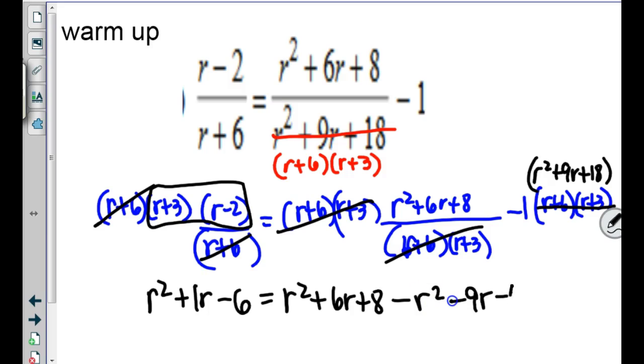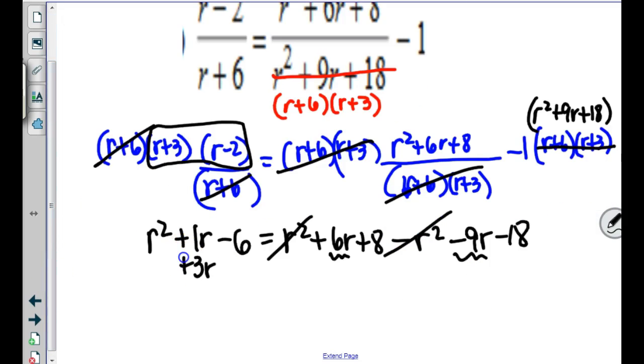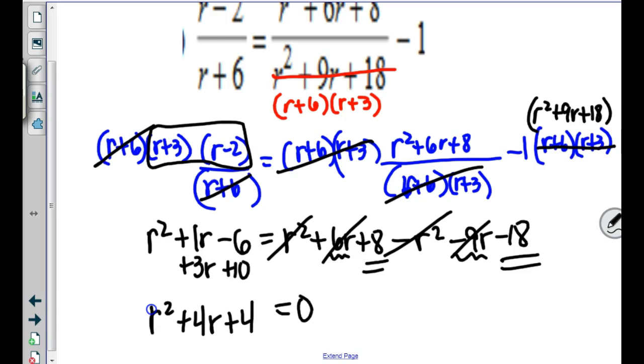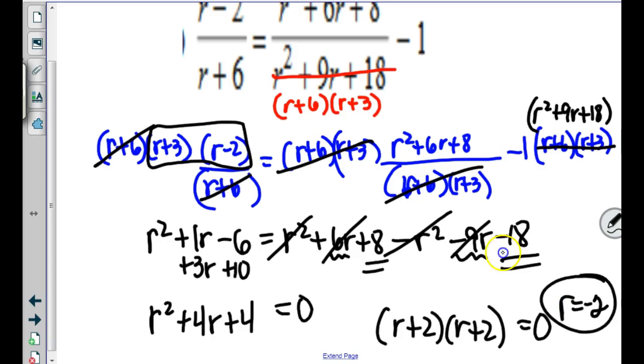What happens? This r squared goes away. What do these two combine to be? Okay, and if we're moving it to the other side, we'd be adding it, right? And these two combine to be negative 10. If we're moving it to the other side, we're adding it. R squared plus 4r plus 4. How would that factor? Yeah. So what is the solution? R equals -2. What were the domain restrictions? -6 or -3, so this solution should check. All right, a little bit better on those.